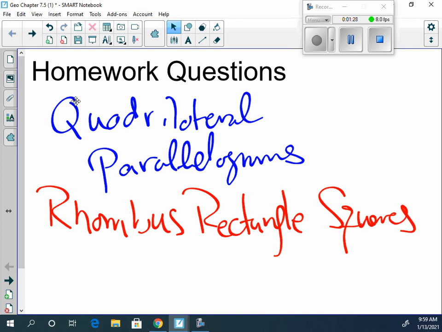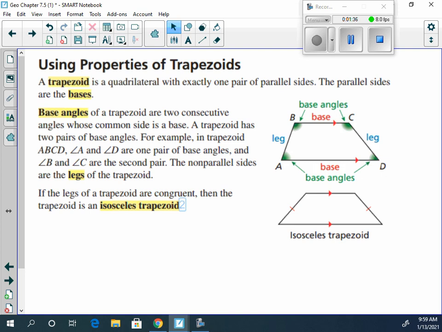Now, the ones that we're going to start covering today and we'll cover tomorrow are kites and trapezoids. Now, kites and trapezoids are quadrilaterals because, well, a quadrilateral is what? Four sides. That's all it has. That's the only property of a quadrilateral. And both of these here are going to have four sides.